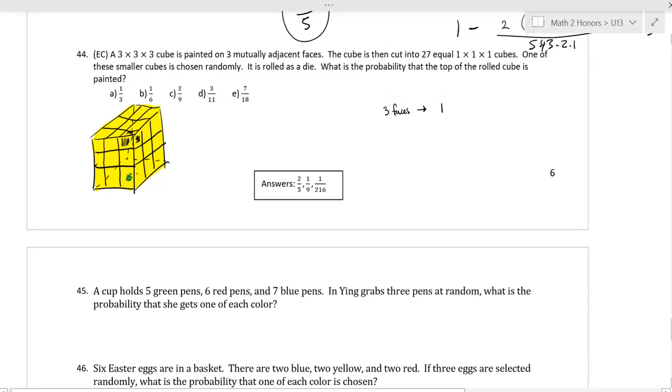Like this cube here has 2 faces painted. That's one. Here's another one. You got one over here, here, here, and here. You have 6 cubes that have 2 faces painted.